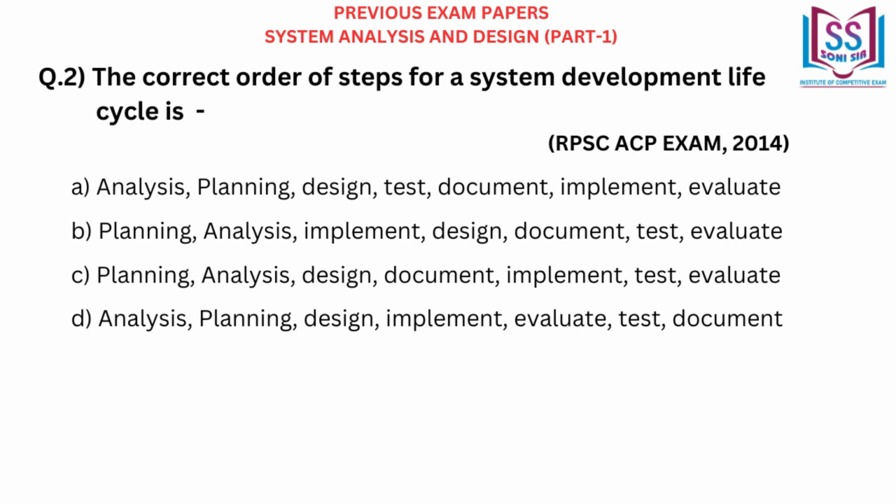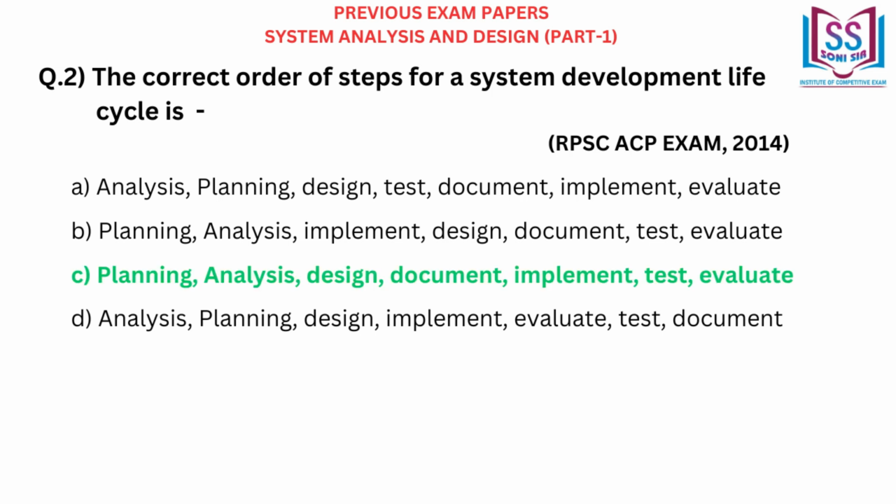The correct order of steps for a system development life cycle is A. Analysis, planning, design, test, document, implement, evaluate. B. Planning, analysis, implement, design, document, test, evaluate. C. Planning, analysis, design, document, implement, test, evaluate. D. Analysis, planning, design, implement, evaluate, test, document. Correct answer C. Planning, analysis, design, document, implement, test, evaluate.